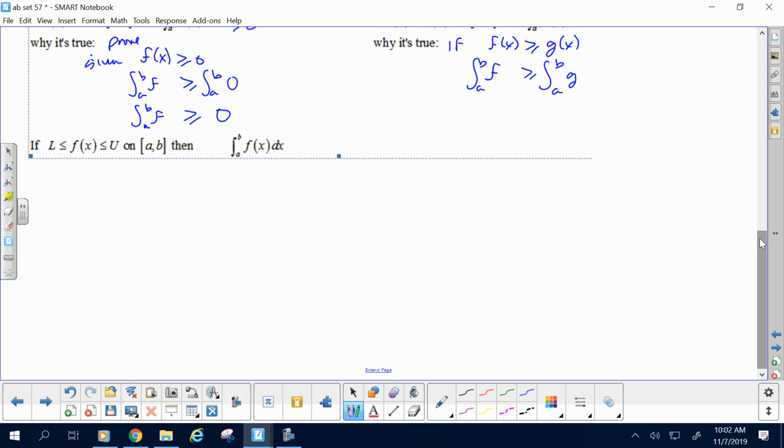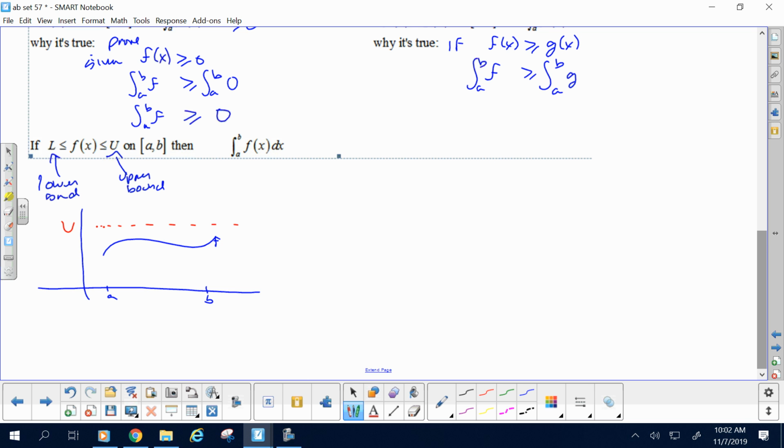Finally, L is a lower bound. U is some upper bound. I am telling you that f is some curve that on that region is always less than U and always greater than L. Okay, that curve is always riding between some upper bound constant and lower bound constant.